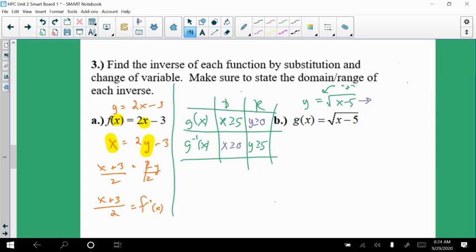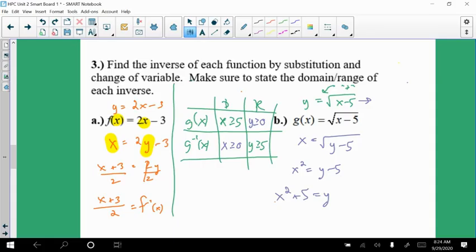So let's do it. Let's make this x equals the square root of y minus 5. So we have to get y by itself. So let's square both sides. And we add 5 over.